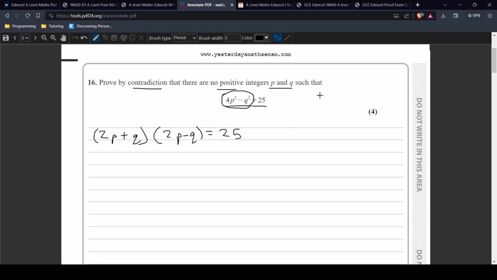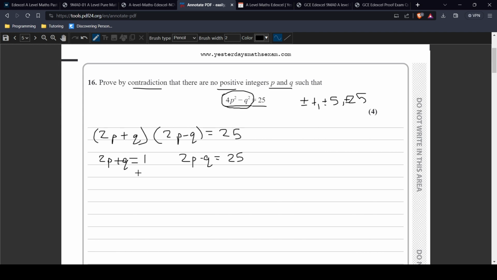Okay, now 25, what are the factors of 25? So we have 1, 5, 25. These are the positive factors. But there's nothing stopping these things from being negative as well. So we can have plus or minus 1, plus or minus 5, and plus or minus 25. So now let's suppose 2p plus q was equal to 1, then in that case 2p minus q would have to be 25. Okay, so that's case 1.